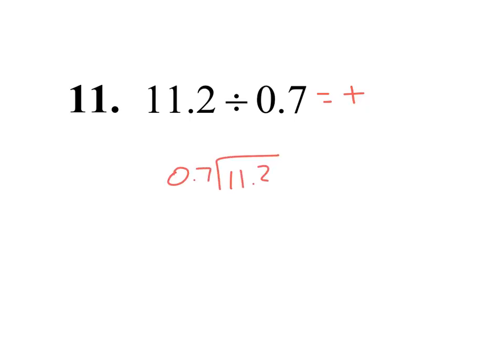Let's go ahead and change our divisor so it's a whole number. So I'm going to move the number one spot to the right. Whatever I do to the outside, I do to the inside. So I come up with a new division expression of 112 divided by 7.